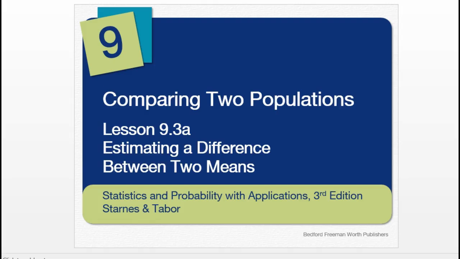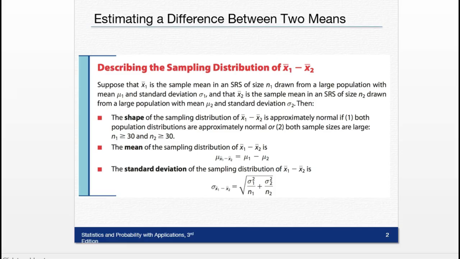All right, in 9.3a, we're going to start looking at how you handle it when you have two means and you're estimating the difference between two means. Hopefully you'll see some similarities to how we handled it with proportions, because it's very similar. The first thing we have to do is describe the sampling distribution of x bar 1 minus x bar 2, or the means of our two samples. The reason is that in order to use the normal distribution, which gives us probabilities, we have to know that the shape of the distribution is normal. So we have ways to check that.